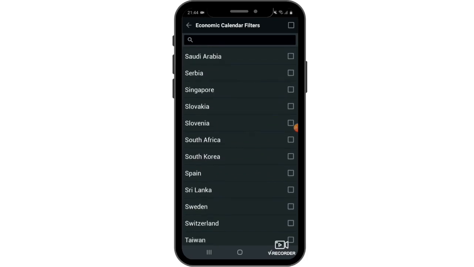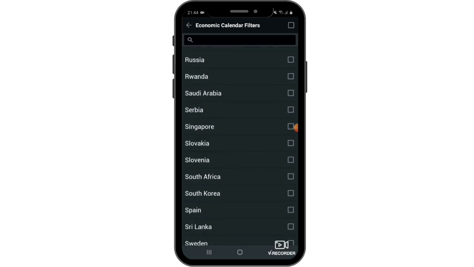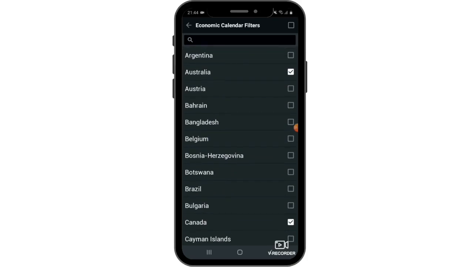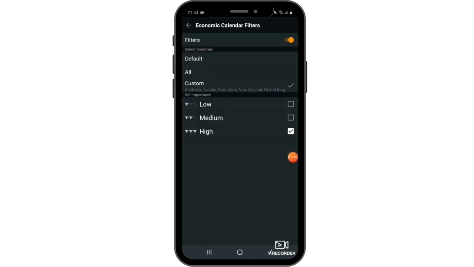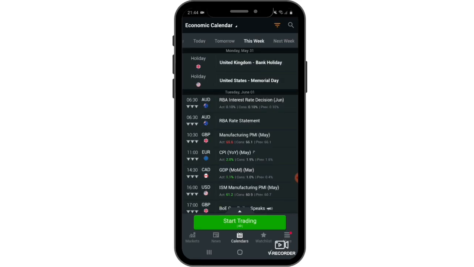not South Africa, even though I'm from South Africa. We have the UK and the United States. That's pretty much it. And then you want to find yourself clicking only high probability events. Once that is sorted out, since this is the weekend, it's showing me there are no events today, but when I go to the past events, you can definitely see that it shows me the days.